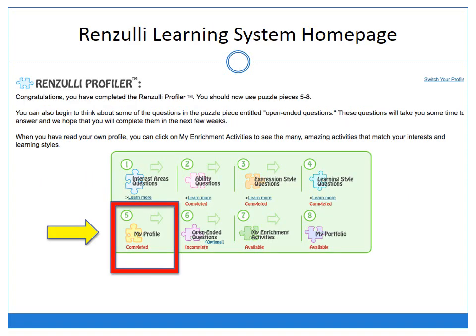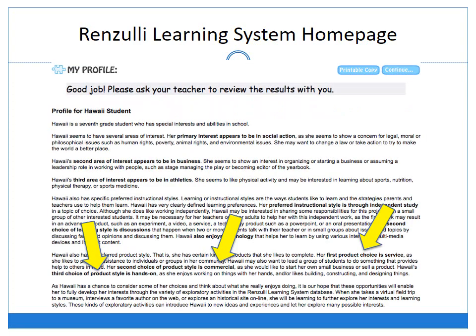To review their own expression styles, have students log into the Renzulli learning system. After logging in, they should be taken directly to the home page. Click on My Profile, that's highlighted in a red rectangle with a yellow arrow pointing to it. This box shows their interests, learning style, and preferred expression styles based on the profile students created at the beginning of the project. An expression style inventory was developed to gather information on the types of products that students prefer to create.